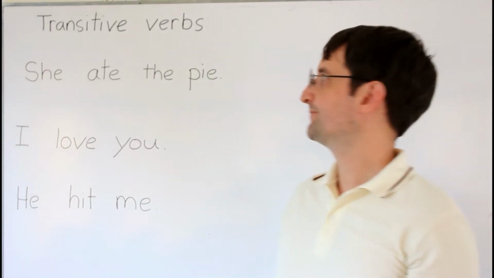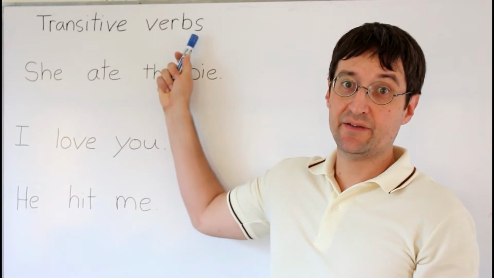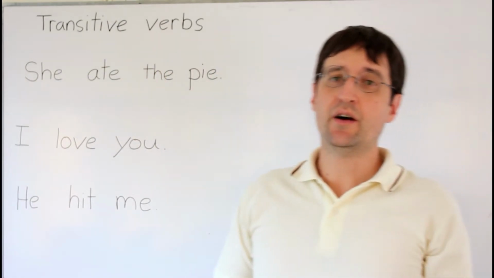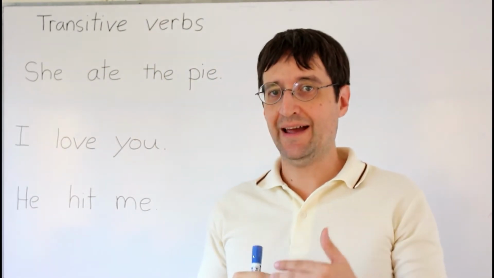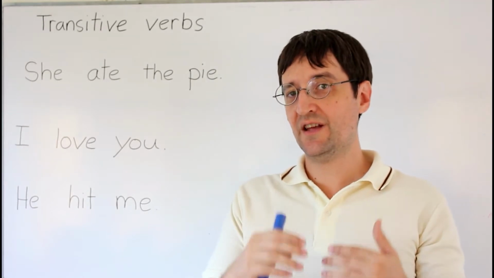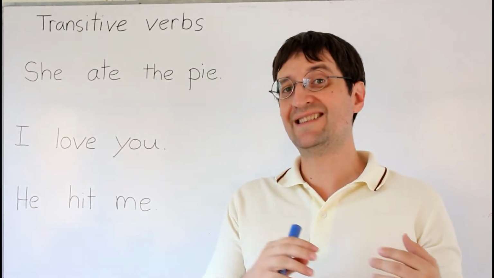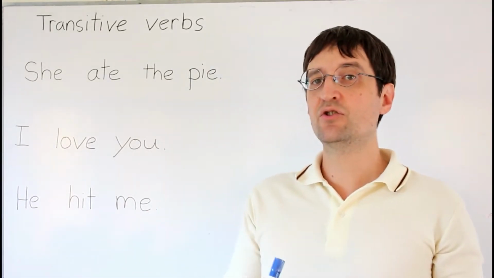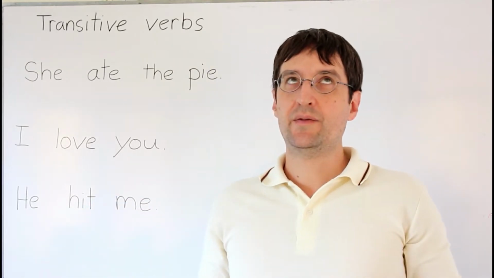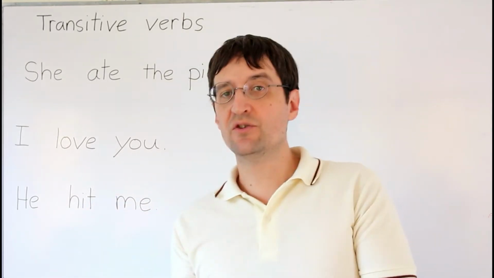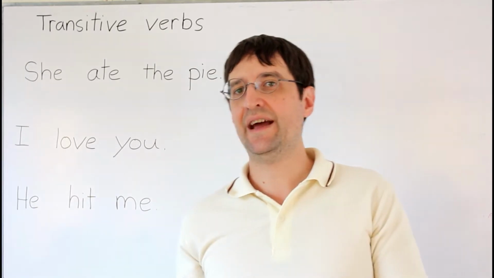Transitive verbs. Transitive verbs are verbs that transfer the action from the subject, the person or thing that does the action, to an object. The thing that has the action done to it. The thing that receives the action.